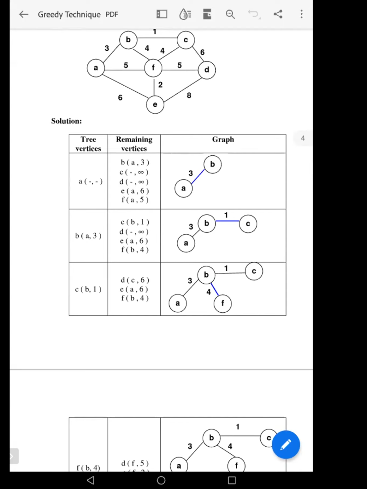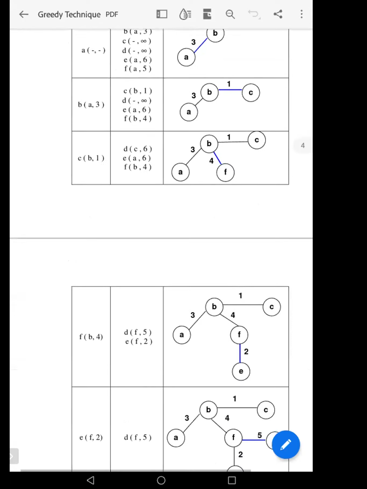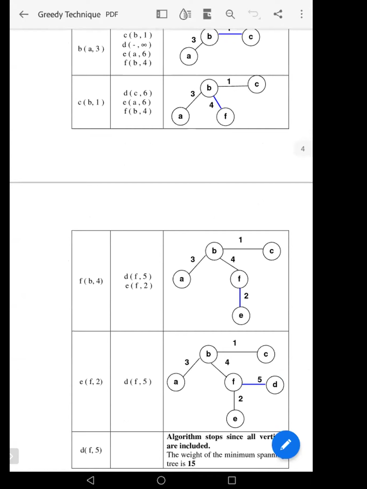So from here you repeat the process. Which one is the minimum? Clearly FB4 is minimum. So here we draw BF, and the weight is 4. So we continue the process in a similar way. Now BF4 comes to the first column.